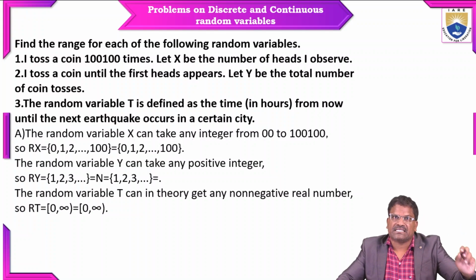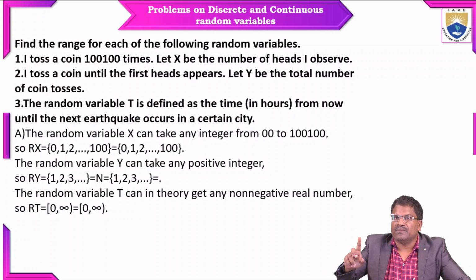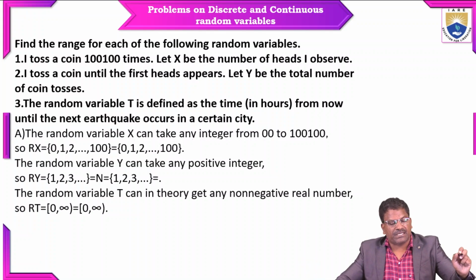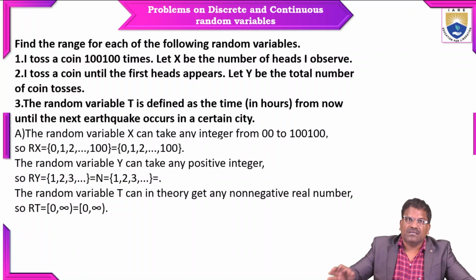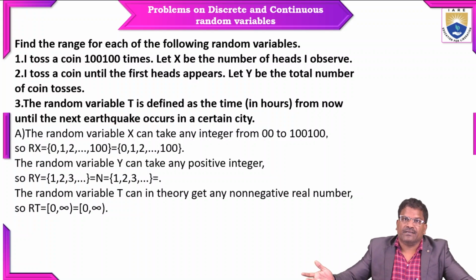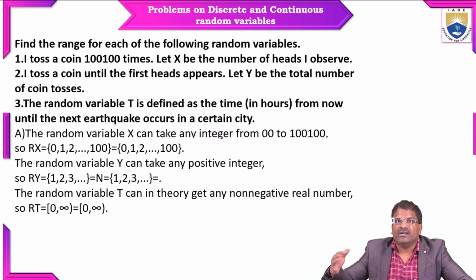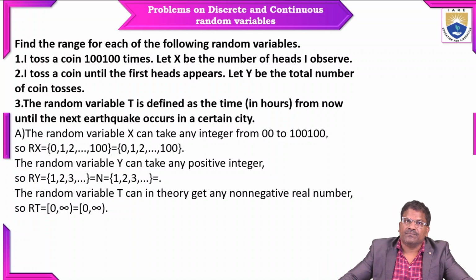Here, the random variable x can take any integer from 0. Here, see, head and tail, 2 chances are there. That's why they are taking 0 to 100. So, like that, they are counting. Then the range may become 0 to 100. So the range for head is 0 to 100. The range of tail is also 0 to 100.